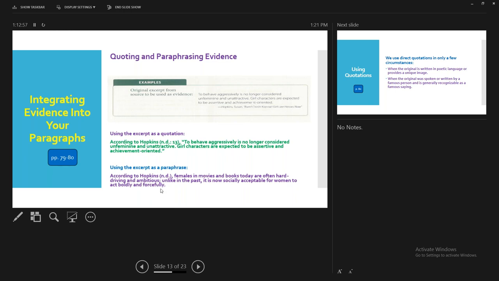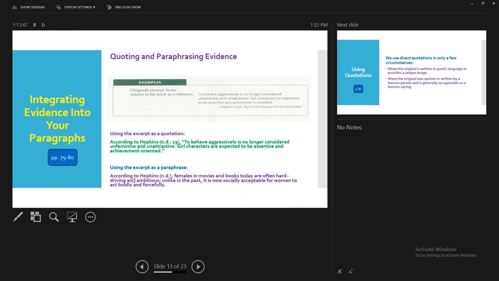Notice here, is it too similar to the original one? "According to Hopkins, females in movies and books today are often hard driving and ambitious. Unlike in the past, it is now socially acceptable for women to act boldly and forcefully." Boldly and forcefully would be to be assertive and achievement oriented. So as you can see here, we are saying the same thing differently, okay? We are paraphrasing it, but we are acknowledging the source.